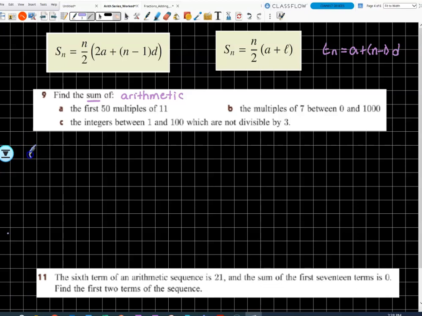Some of you are going gung-ho on this. Some of you might be looking at this and going, I just can't remember what we did last time. And some of you were absent and didn't get to some of this stuff. So, talk to me. What's something that we could do? We want to find the sum of the first 50 multiples of 11.